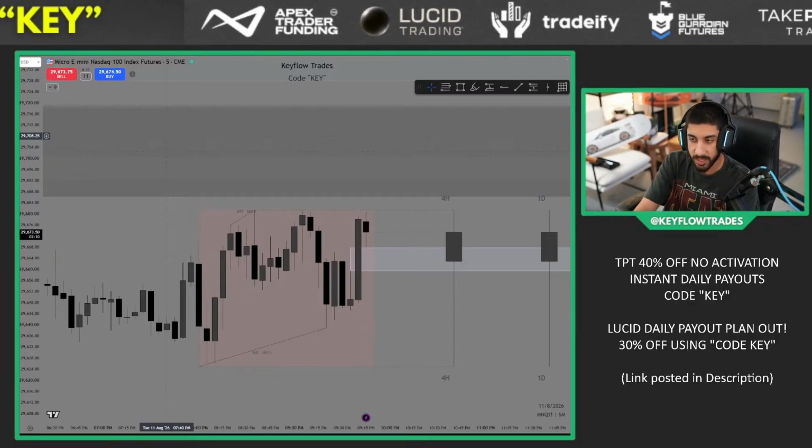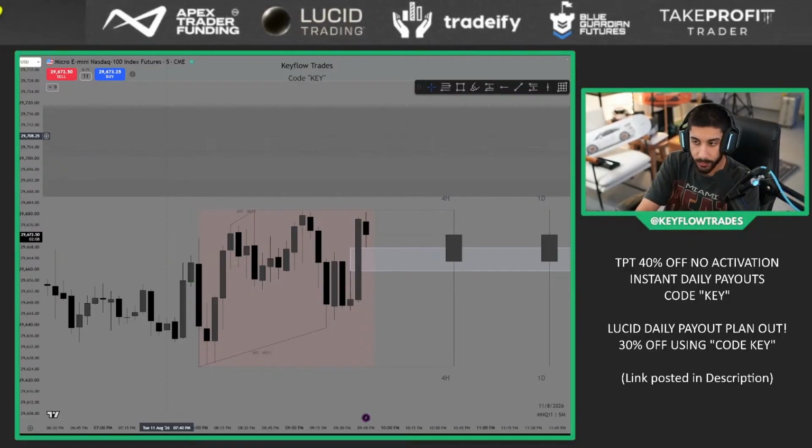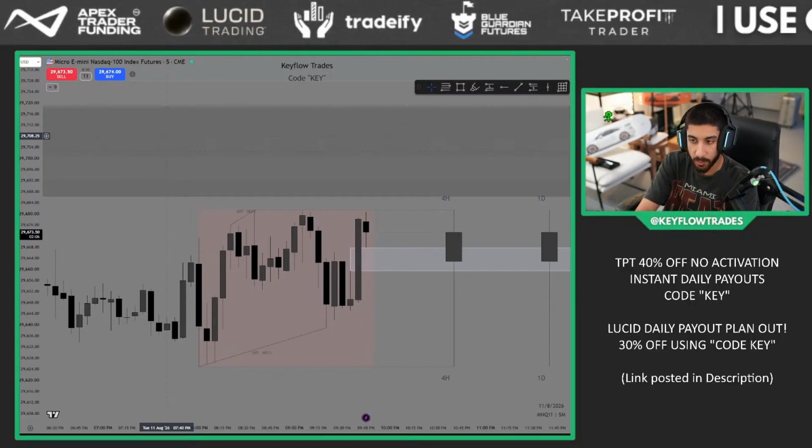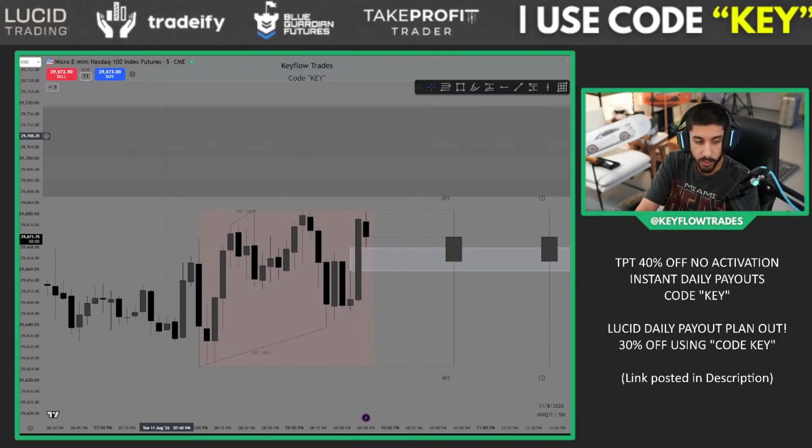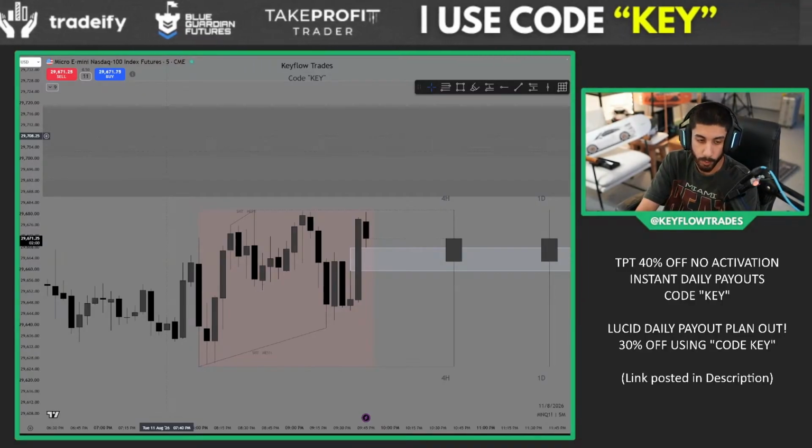So obviously we can't really put on too much size or expect big movement from the market because it's probably not going to, right? Because we have the CPI event tomorrow.